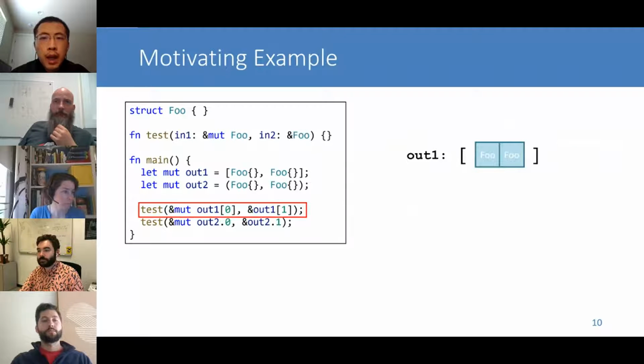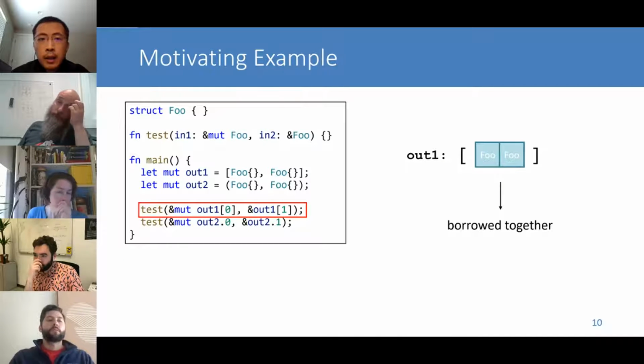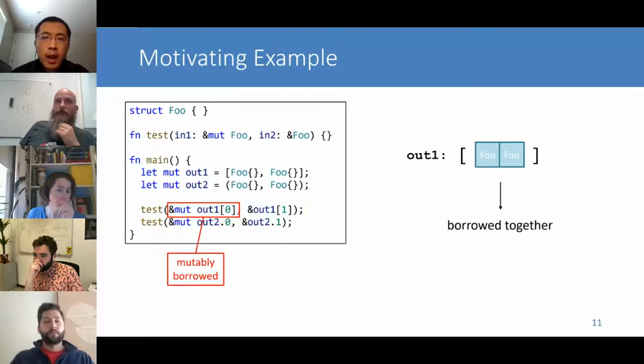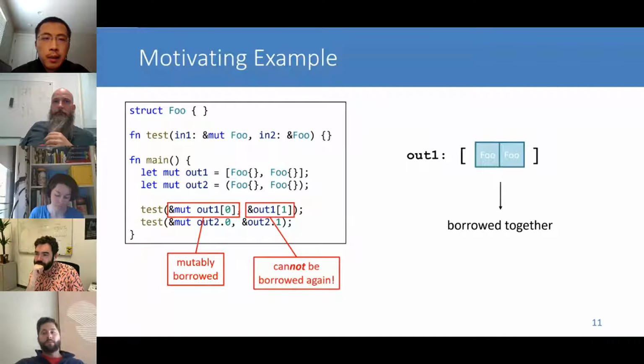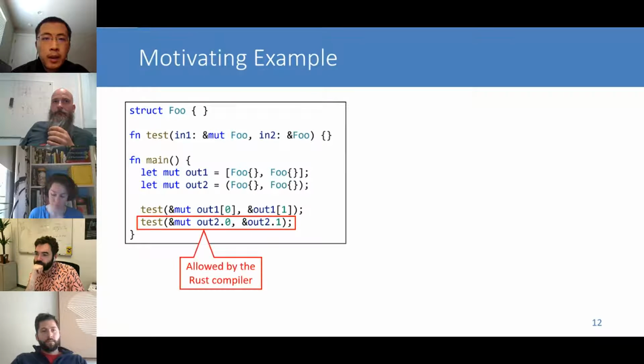The reason is that the elements of an array must be borrowed altogether in Rust, since the Rust compiler conservatively assumes an index can access any element in an array. Out1 has already been mutably borrowed at the first parameter. Thus, it cannot be borrowed again at the second parameter. The second function call uses the two full objects in the tuple as inputs. Surprisingly, this call is allowed by the Rust compiler because different tuple fields are borrowed separately in Rust.